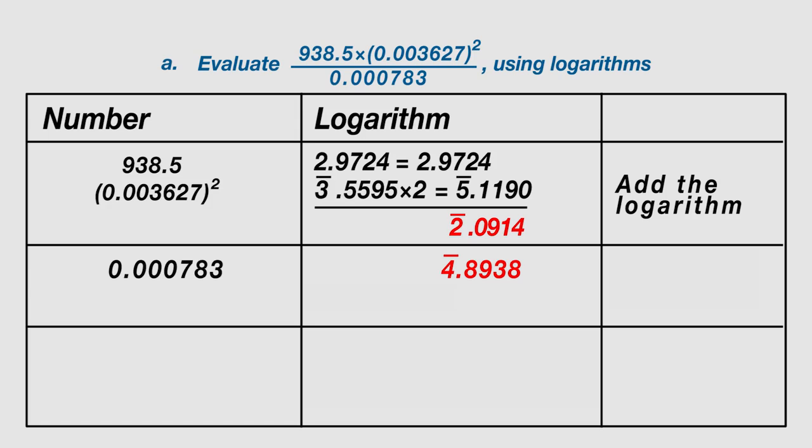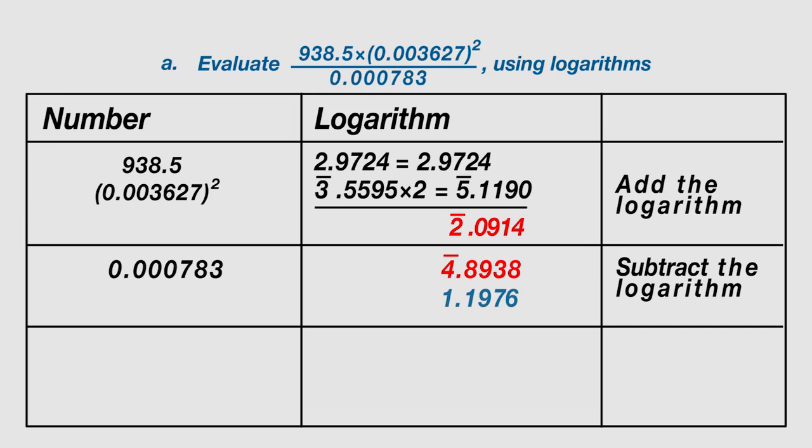Now, since the numerator is being divided by the denominator, in the logs column, we will have to subtract the logarithms. So we are subtracting the log of the denominator from the log of the numerator. Now, doing that, we get 1.1976.